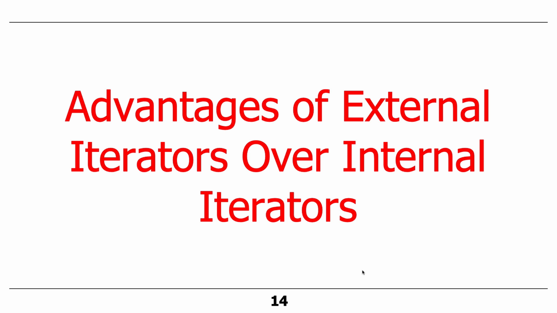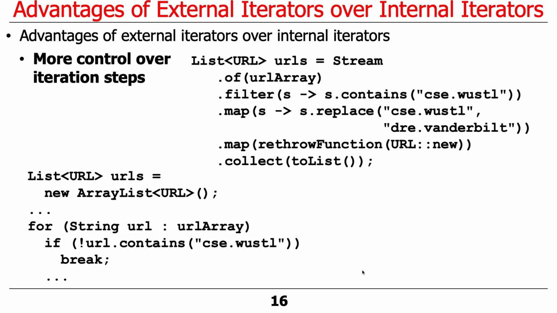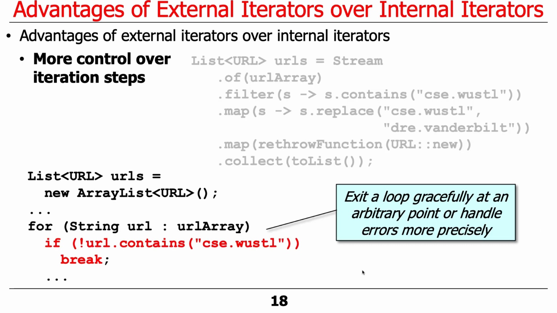However, of course, there's always pros and cons. And there are some advantages of external iterators over internal iterators. One of the key advantages of external iterators is that you have more control over the iteration steps. So in the internal iteration version, we can't exit this stream without throwing an exception, which you can do, but it's sort of like a sledgehammer-like approach. Streams really want to run to completion, although you can get out if you need to by exceptions.